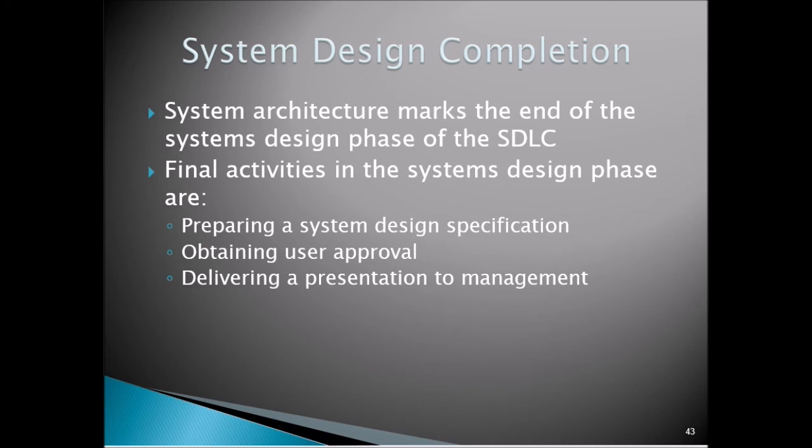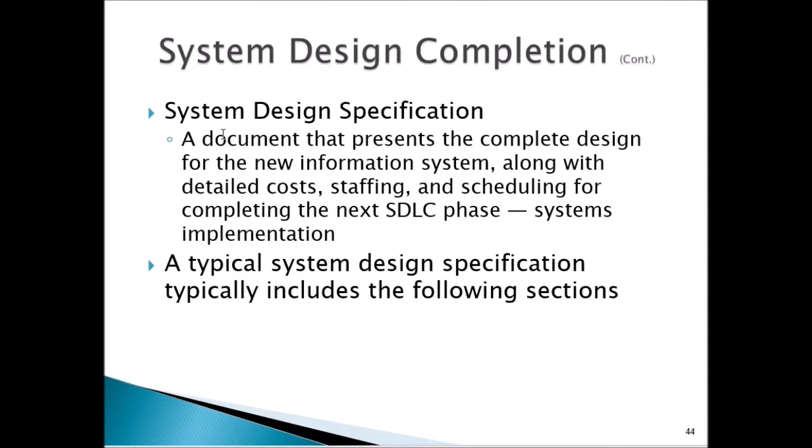Now we're going to discuss system design completion. System architecture marks the end of the system design phase of the SDLC. Final activities in the system design phase are preparing a system design specification, obtaining user approval, and delivering a presentation to management. The design specification is a document that presents the complete design for the new information system, along with detailed costs, staffing, and scheduling for completing the next SDLC phase, systems implementation.